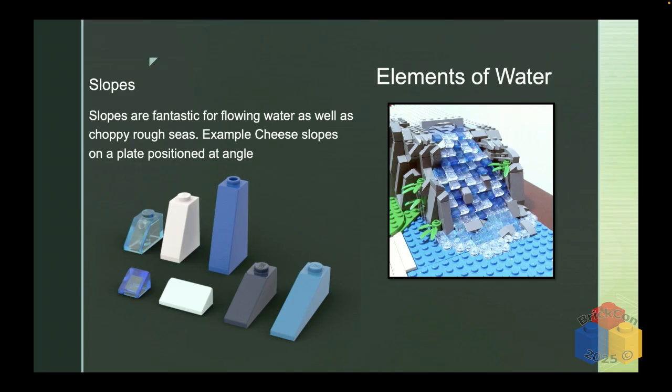Slopes. You can do a lot with slopes and getting movement in your water, using all the different slopes that are available to you. This example uses just cheese wedges. But the cheese wedges are on a hinge, so the plate that the cheese wedges are on is hinged, and it gives you another angle as well to have that flowing water.